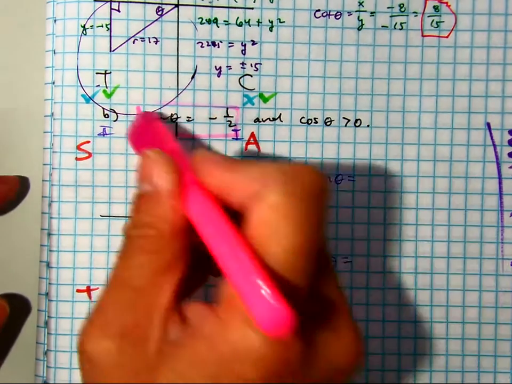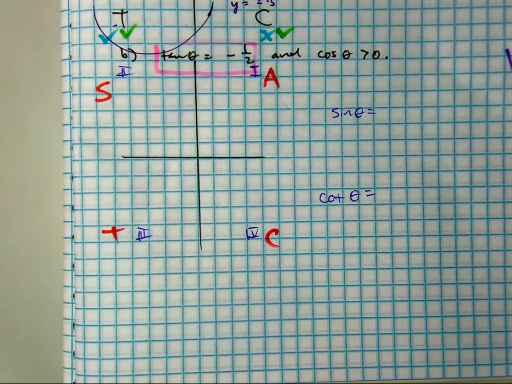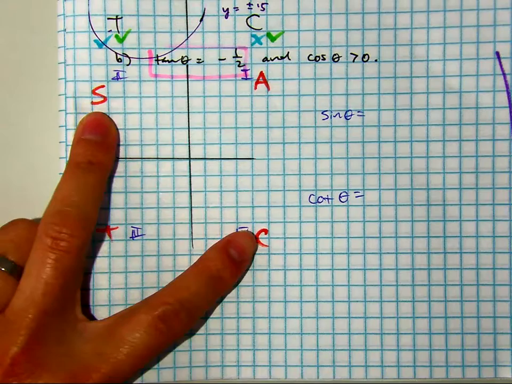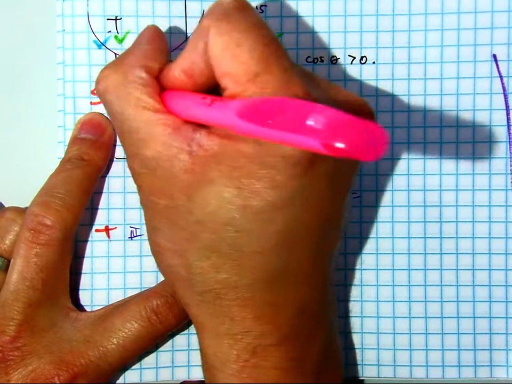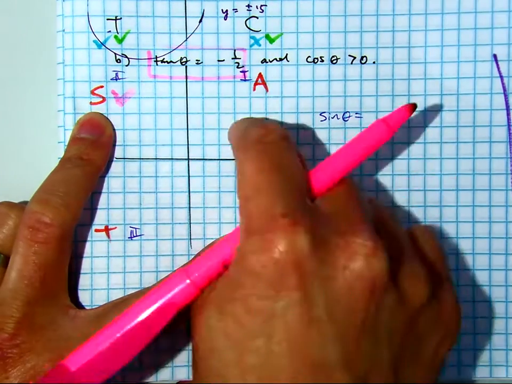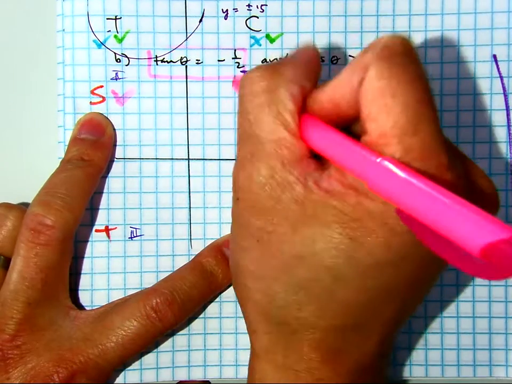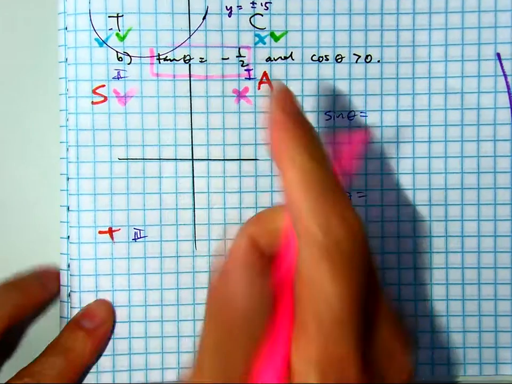Put your finger on where tangent is negative. You should be putting your finger in these two locations. The reason why it's not in these two is because it is positive there, and we're not looking for positive, we're looking for negative.